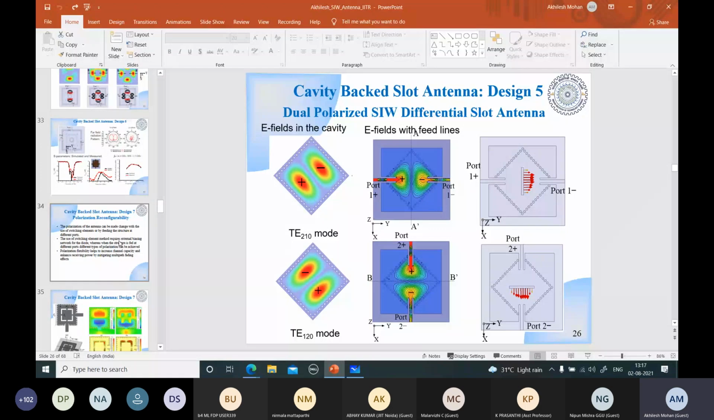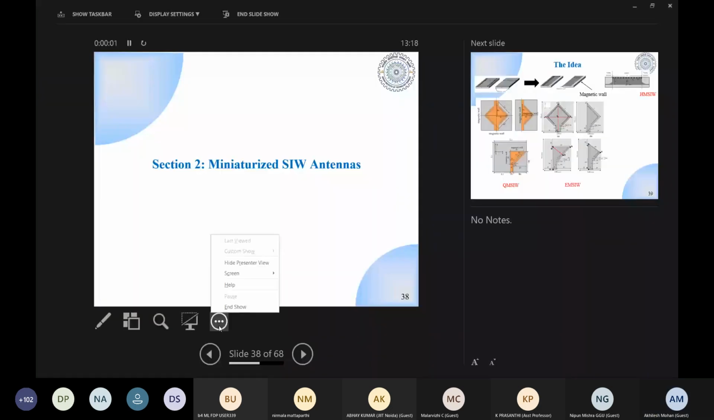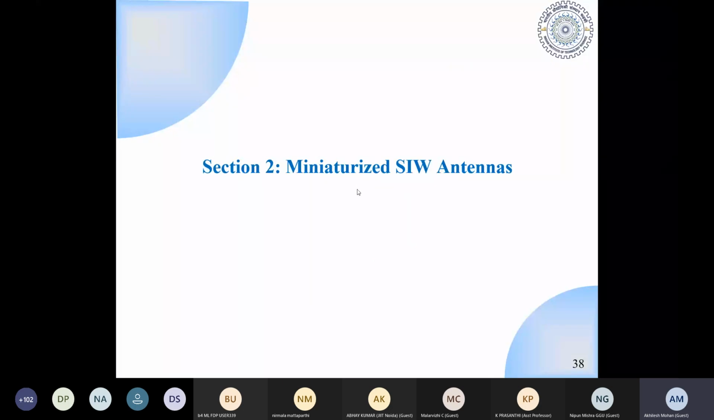So I will start with, these were some of the things I've discussed about the SIW slot antenna. Another section I will be talking about is miniaturized SIW antennas. Miniaturized SIW antennas means we want to have smaller SIW antennas.